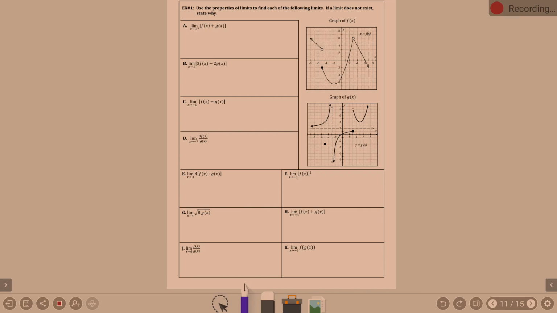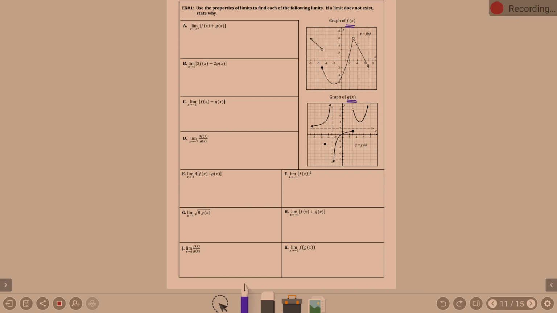Now, we'll see if I can fit everything I need to, but okay, so example 1, they ask us to use the properties of limits to find each of the following limits. If a limit does not exist, we're going to state why. And notice, pay attention, they give us a graph of f, and they give us a graph of g. So we're getting ready to practice more limits here.